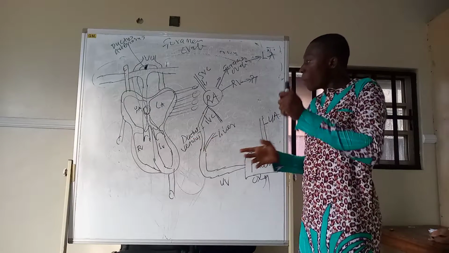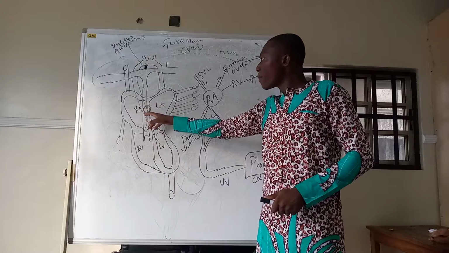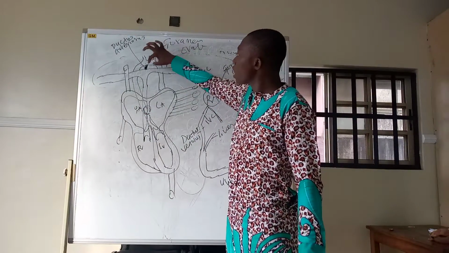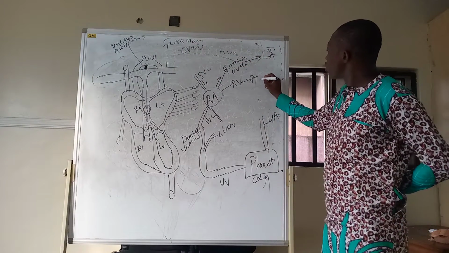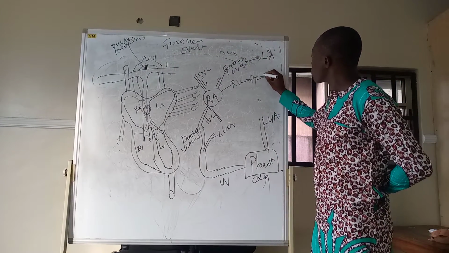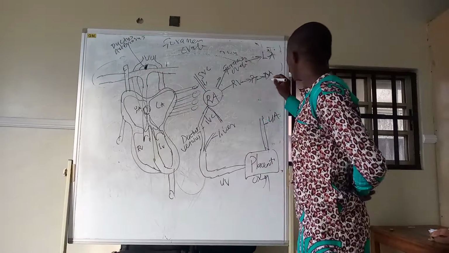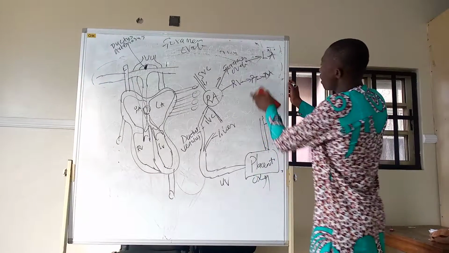So in this fetal circulation, number one, blood bypasses the liver through what? Ductus venosus. Number two, blood bypasses the right ventricle through what? The foramen ovale. Number three, blood bypasses the lungs through what? Ductus arteriosus. So from the pulmonary trunk, the next thing you have is what? Ductus arteriosus.